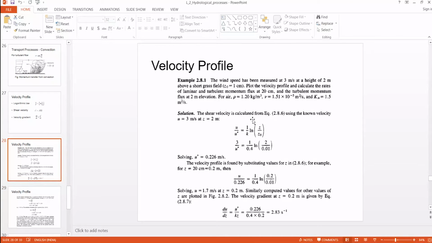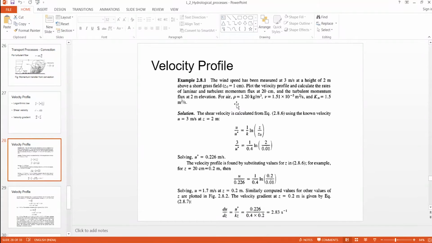So here there is a numerical problem. A wind speed measured at 2 meters is 3 meters per second above a grass field, where z naught, which represents the roughness height, is equal to 1 centimeter. We need to plot the velocity profile, calculate the rates of laminar and turbulent momentum fluxes at 20 centimeters, and also compute the turbulent momentum flux at 2 meters elevation.